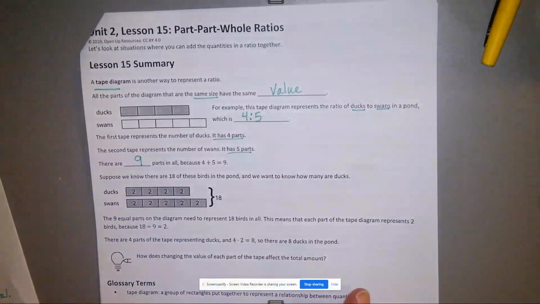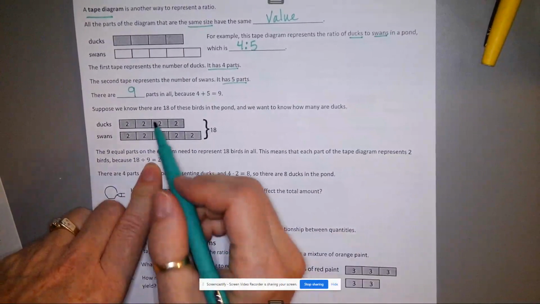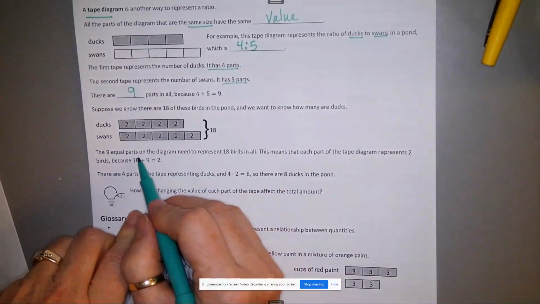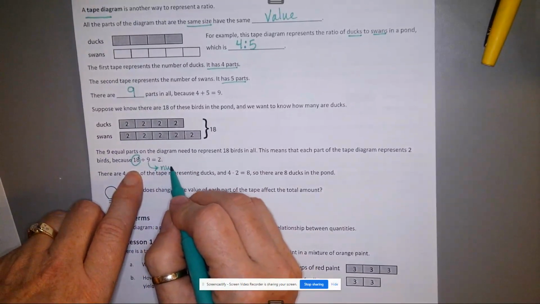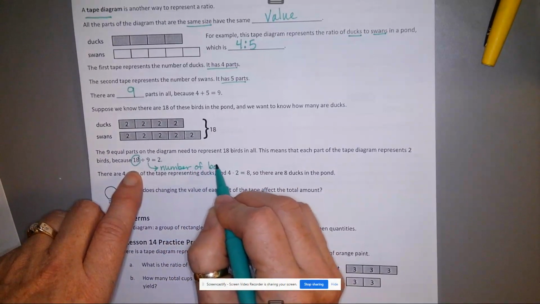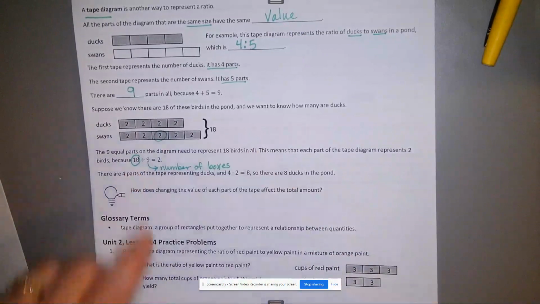If we know there are 18 birds in the pond, we can figure out that each box represents 2. You take your total of 18, divide by the number of boxes, and that tells you the number that goes in each box. So 2.